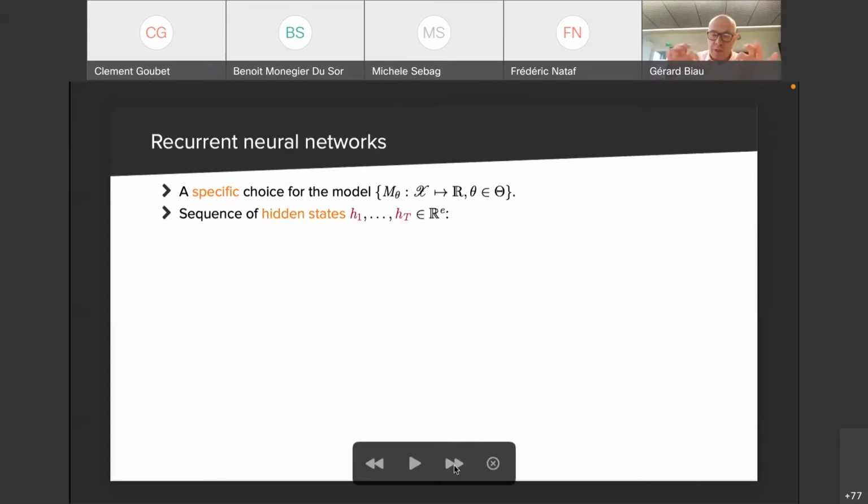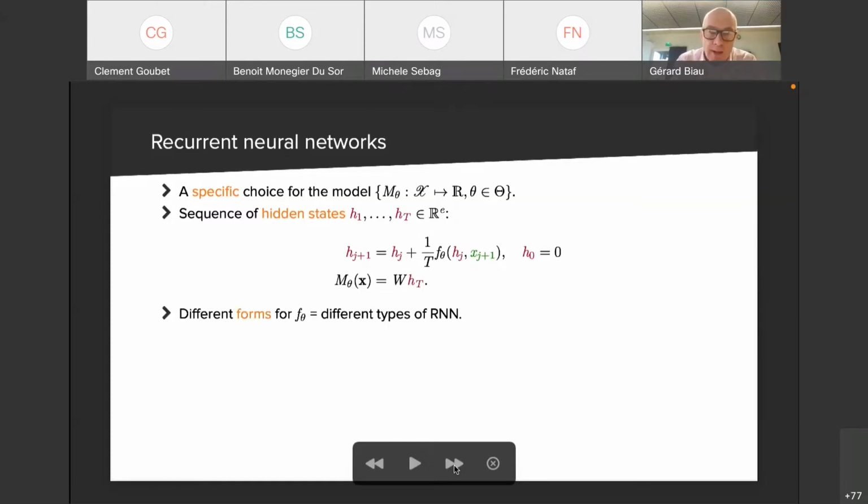As we have seen, each observation is measured on T time points, and so we have capital T hidden states, the same number. The way we pass from one state h_j to the next state h_{j+1} is just by adding to h_j, the hidden state at time j, a function f_theta of the hidden state augmented with the observation that we effectively measured on the process at time j+1. So it's a very easy way to model the evolution of the process over time.